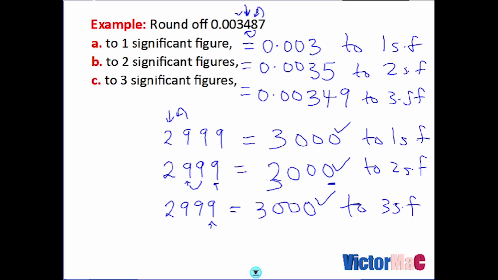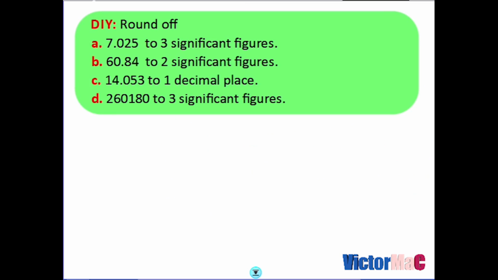All right. Now look at this question. Do it yourself. Pause the video at this moment, and then try it. After you are done solving, then you see the answer. So take your time to pause.